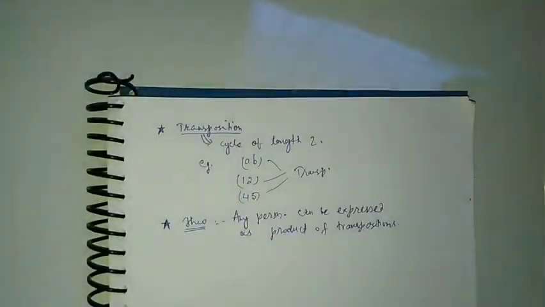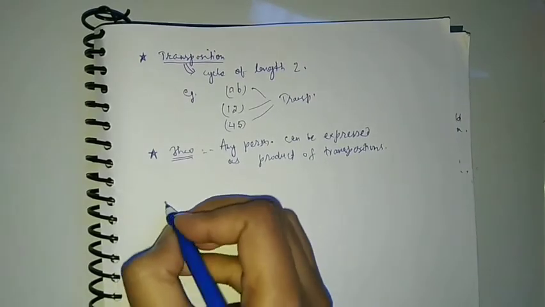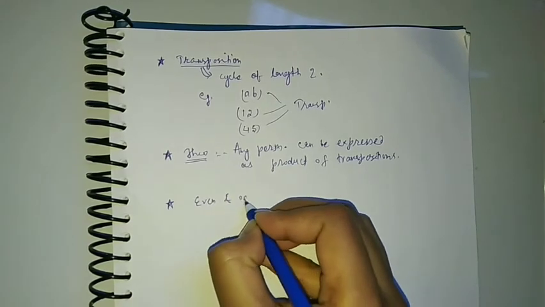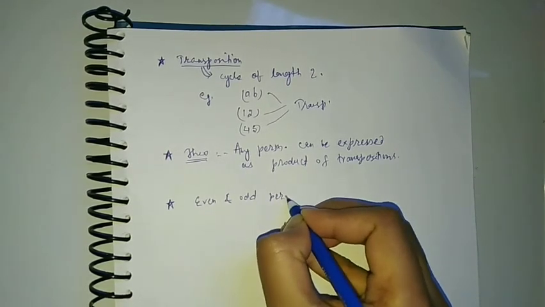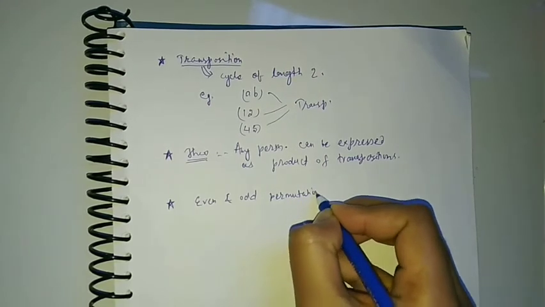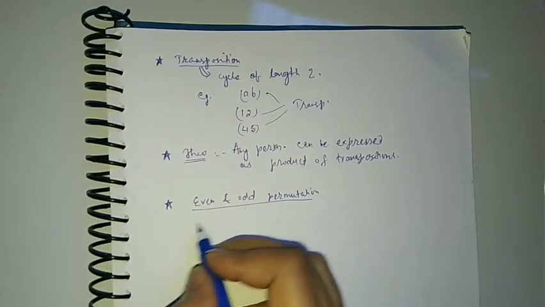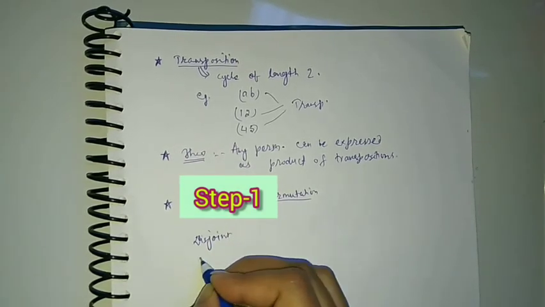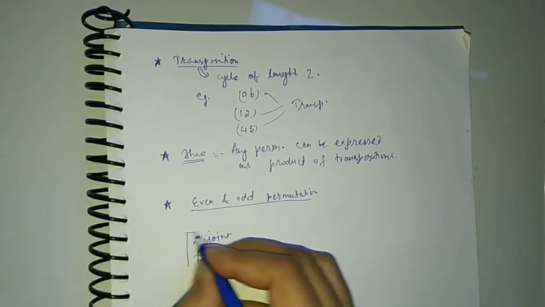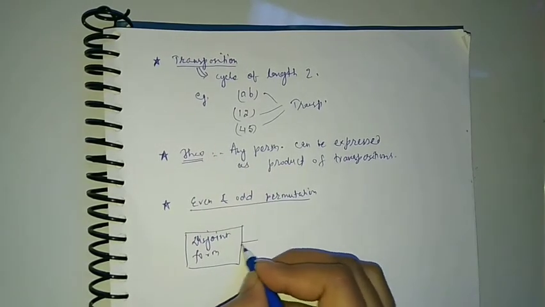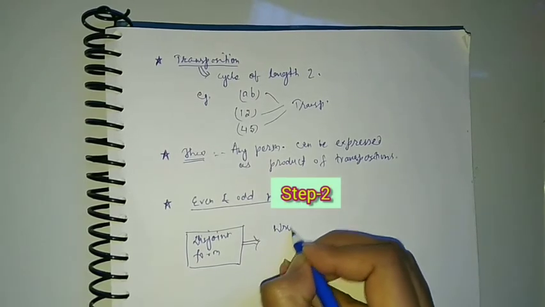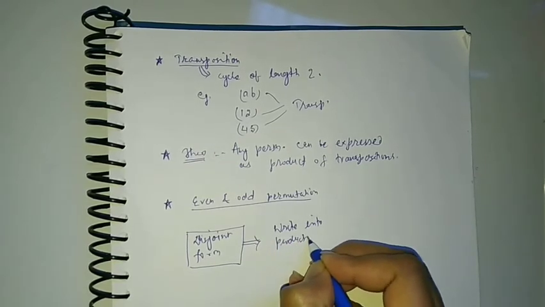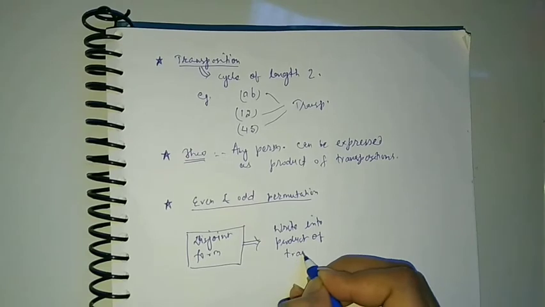Now going to our next concept of even and odd permutations. The method to determine whether a permutation is even or odd: first write the given permutation in disjoint form like we did in our example, then write it in the form of a product of transpositions by this theorem.